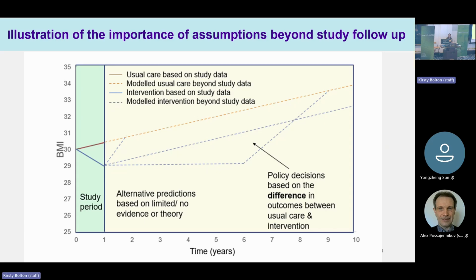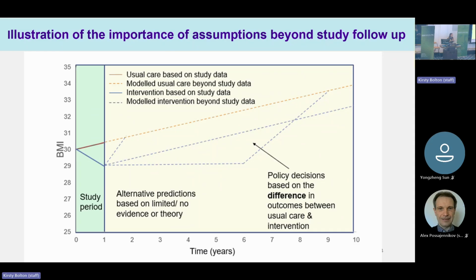So this is just a hypothetical example which shows the importance of assumptions beyond study follow-up. This is an example with BMI, where the study period is in green. We have a year's worth of study data. And in the usual care arm, BMI increases slightly. And in the intervention arm, which is in blue, the BMI decreases. So it's been successful in the study period, but the study period is only a year.